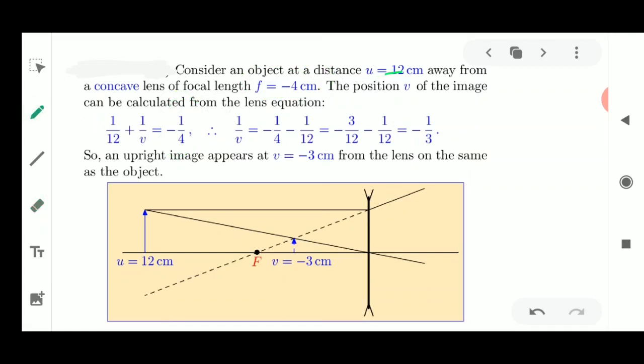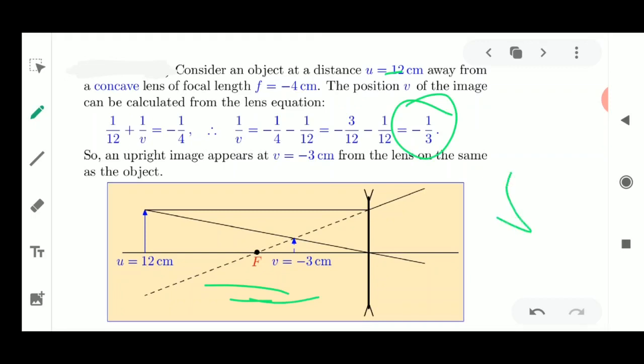So 1 by V is equal to minus 1 by 4 minus 1 by 12. Why the minus sign? Because both of them are present on the left side, so we write it with a minus sign. With the minus sign you take 12 as the LCM, and you find the answer as minus 1 by 3.